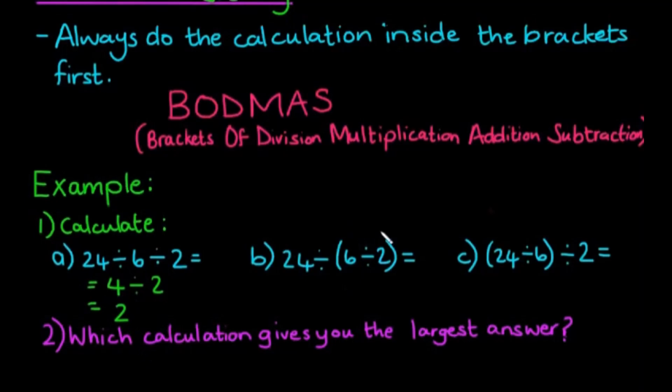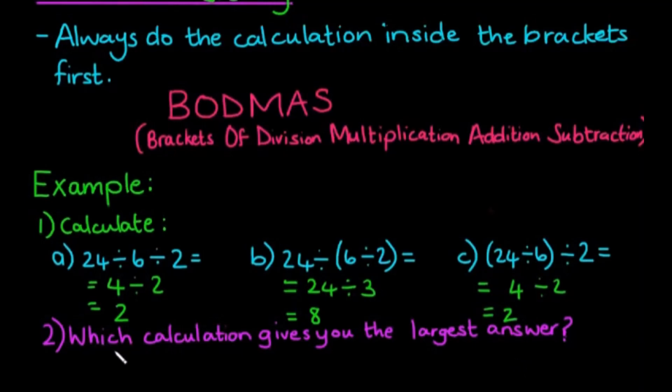Now, following the rule for B, I have a bracket over here, so I can start to work with the bracket first. So I will have my 24 divided by 6 divided by 2, which is 3. This is going to give me an answer of 8. In C, I've put a bracket on 24 divided by 6, so I can go ahead and work with that straight away. That's going to give me an answer of 4, and then divided by 2 is going to give me an answer of 2.